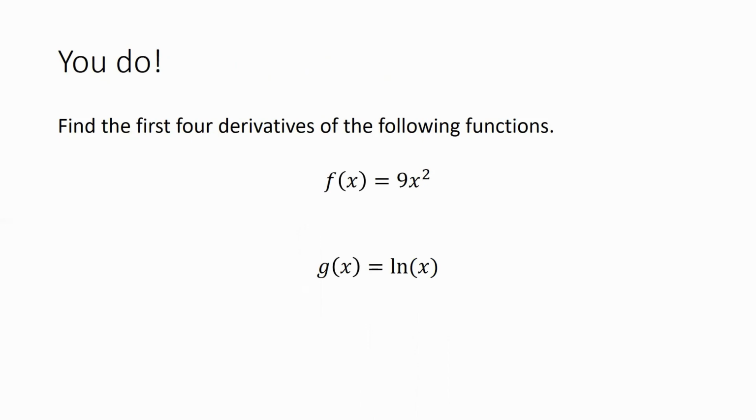So here's what I'd like you to do. I'd like you to take f of x equals 9x squared and g of x equals natural log of x, and take the first 4 derivatives of those 2 functions. Push pause on the video, and on the next video, I'll explain how that works.